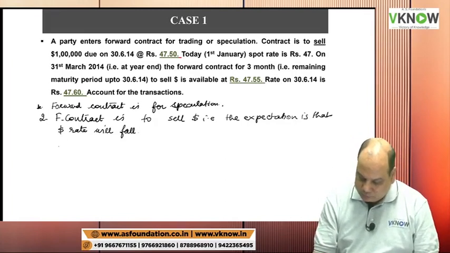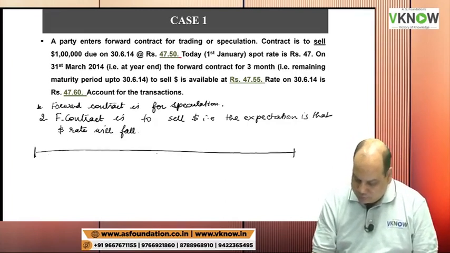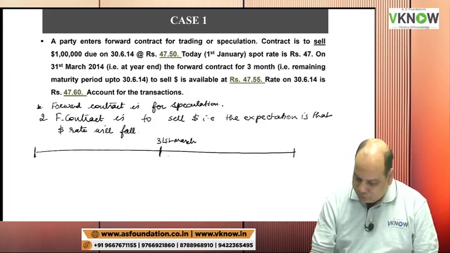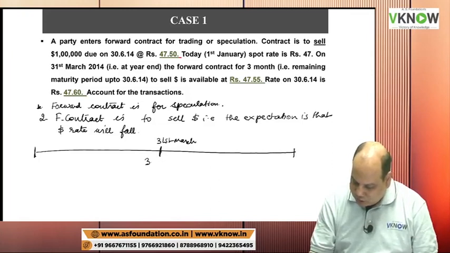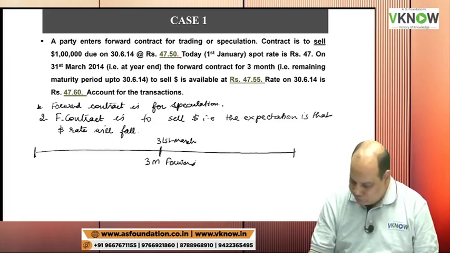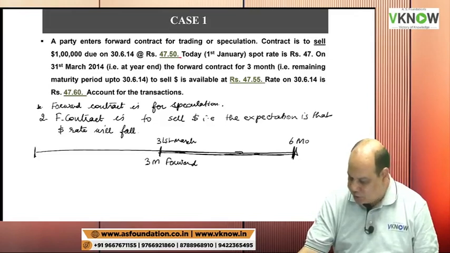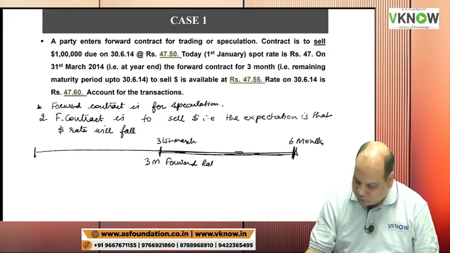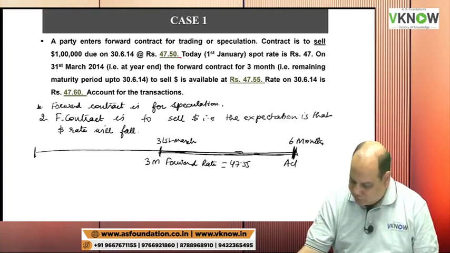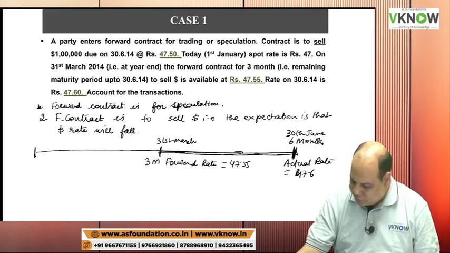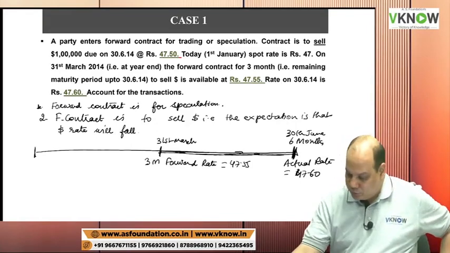Now see what happened on various dates. On 31st March, the 3-month forward rate was, if you enter into a forward contract now for the remaining maturity, that is 3 months, the 3-month forward rate is 47.55, and on 30th June, the actual rate is 47.60.